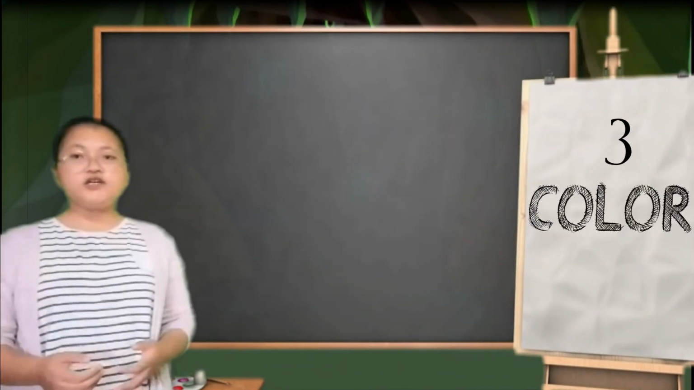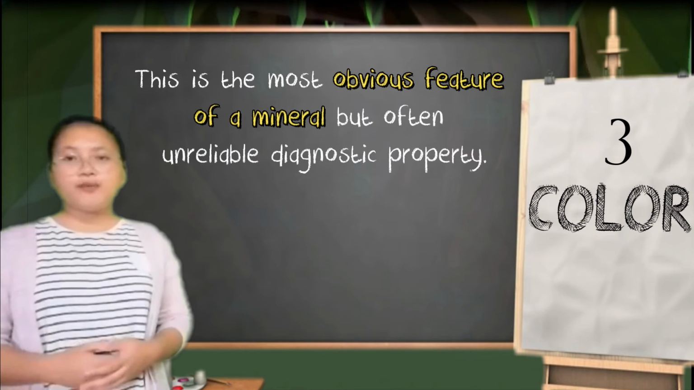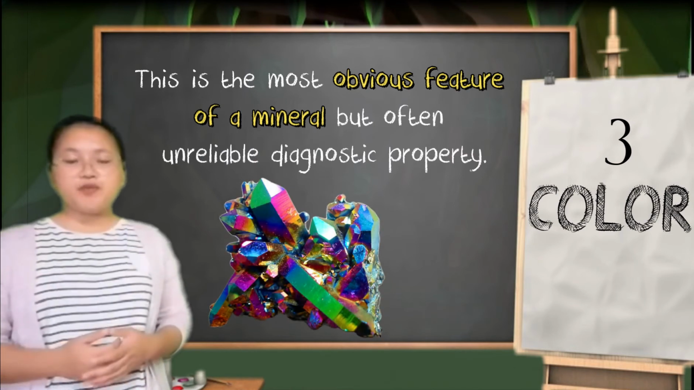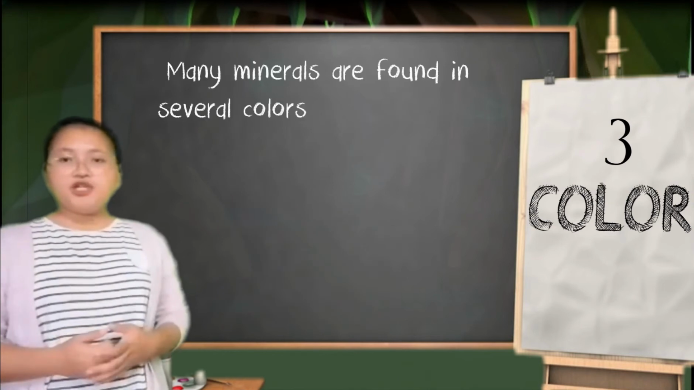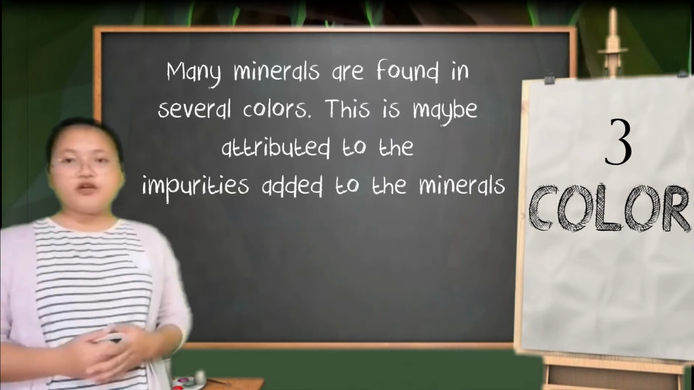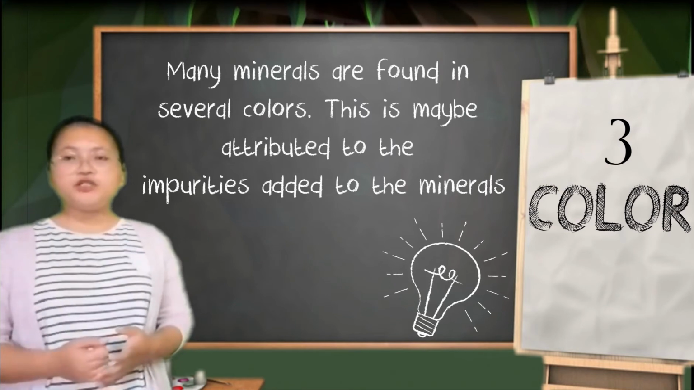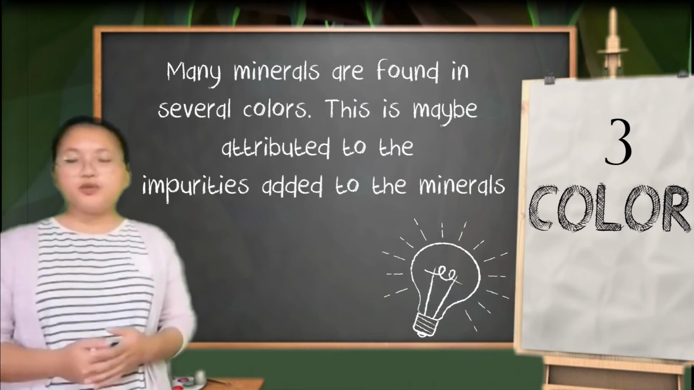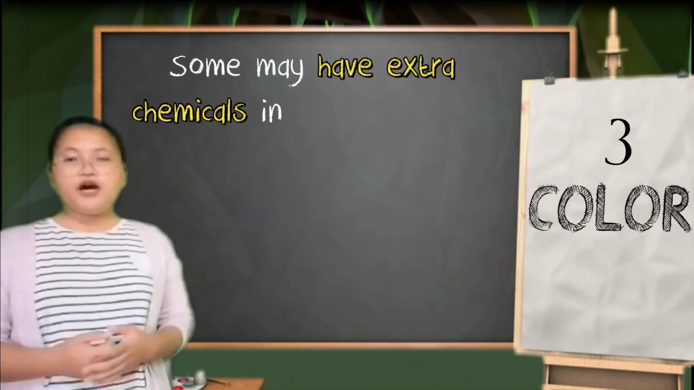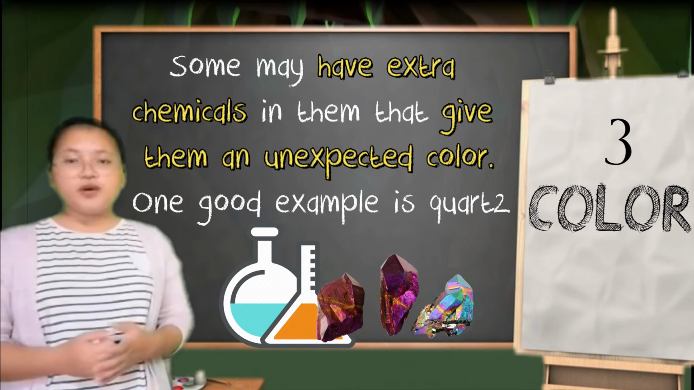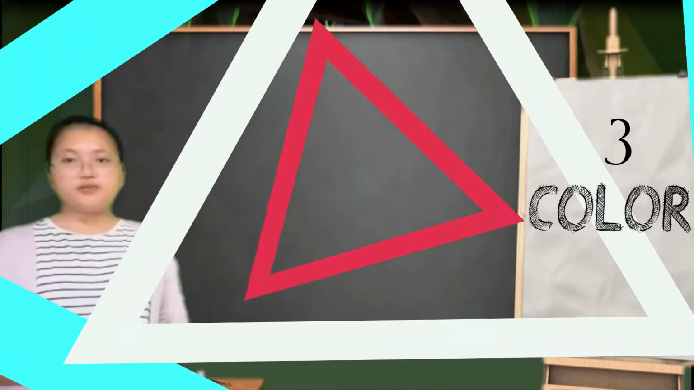Color. This is the most obvious feature of a mineral, but often an unreliable diagnostic property. Many minerals are found in several colors. This may be attributed to the impurities added to the minerals. Some may have extra chemicals in them that give them an unexpected color. One good example is quartz.